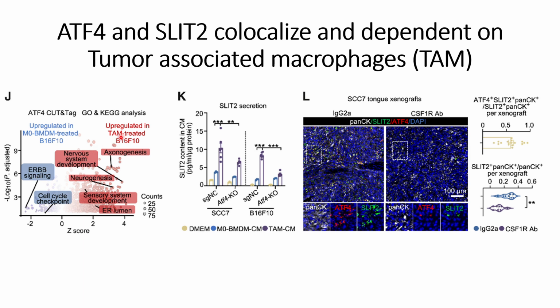Whereas when the cells are cultured with tumor associated macrophages, and these results are for the B16F10, they were able to see the following pathways upregulated: axonogenesis, neurogenesis, nervous system development, sensory system development, and lumen. This indicates that in the case of tumor associated macrophages, it is more aligned towards neurogenesis, pain, and also ER stress, since ER lumen pathways are increased.